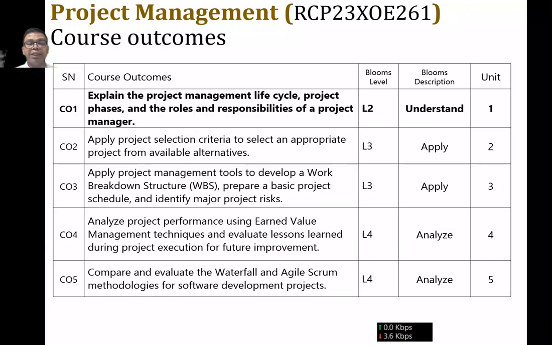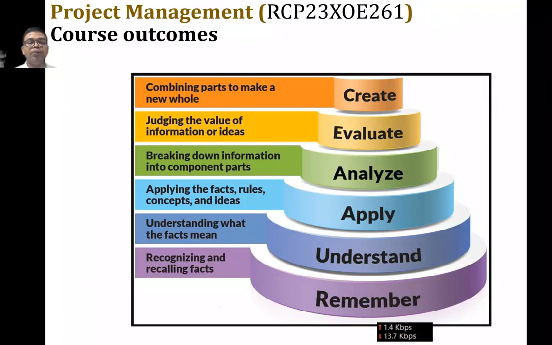CO4, analyze project performance using earned value management techniques and evaluate lessons learned during project execution for future improvement. CO5, compare and evaluate the waterfall and agile scrum methodologies for software development projects, which will be covered in unit number 5. These are the Bloom's levels, which are basically used to map the course contents with the various taxonomy levels.